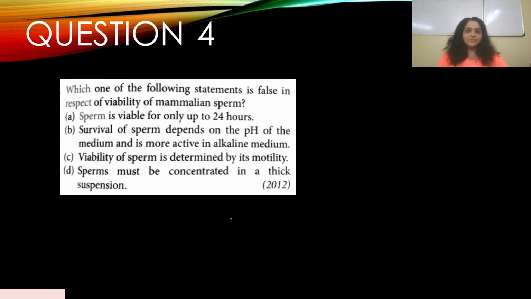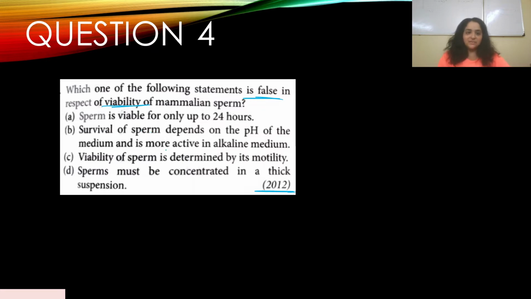Question number 4. Which one of the following statements is false in respect of viability of mammalian sperm? This appeared in 2012. So we are talking about viability. Now viability means what? Whether a sperm is dead or alive, right? So we have to find the false statement here. A, sperm is viable for only up to 24 hours.